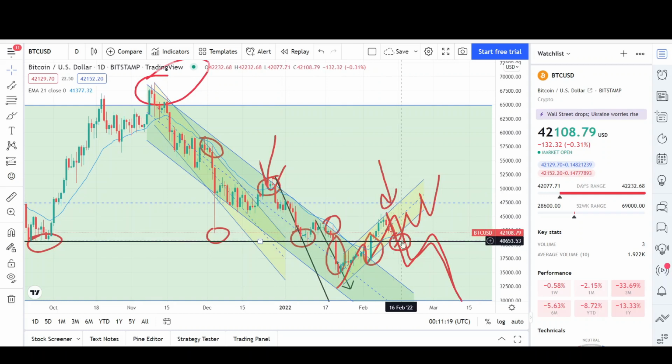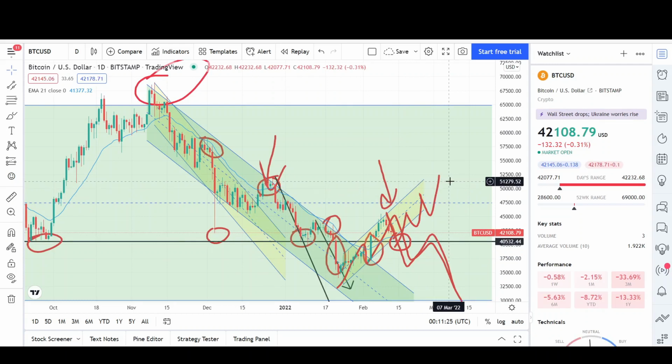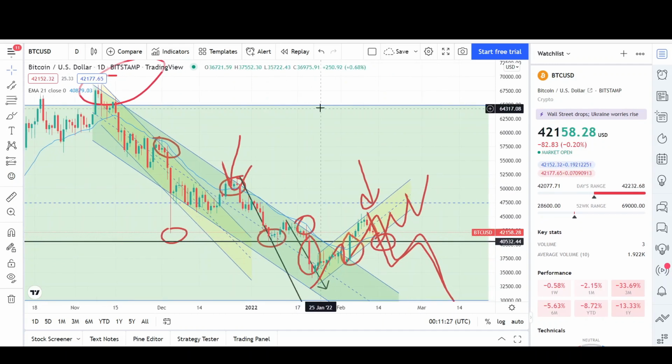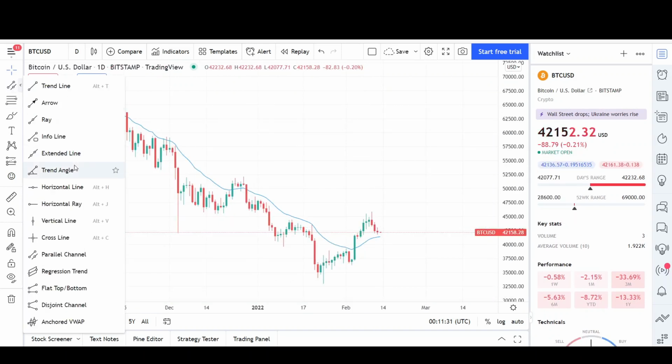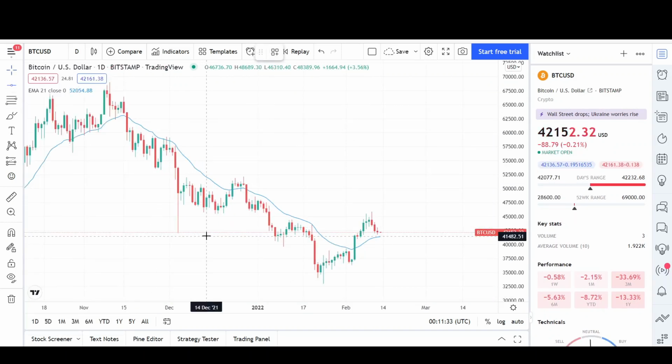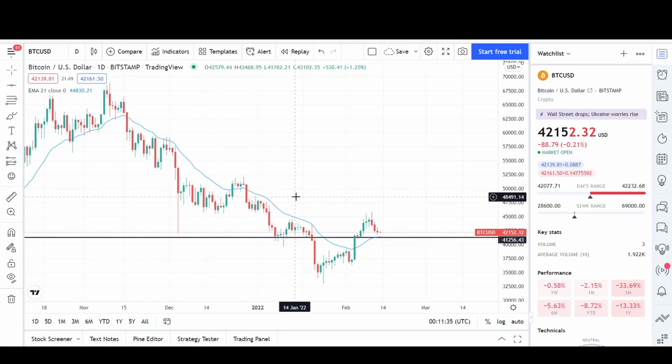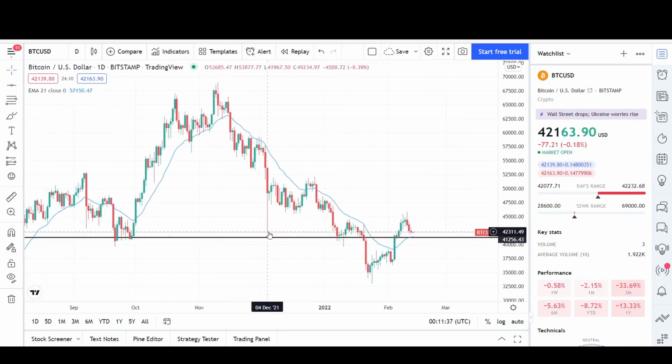So if we find some type of support at this $40,000 level, we're probably going to continue higher, maybe back up to the $50,000 level. That's definitely possible. Let me go and clean up the chart a little bit. So like I said, if we do bounce from right around that $40,000 level, let me go and drag this down a little bit.